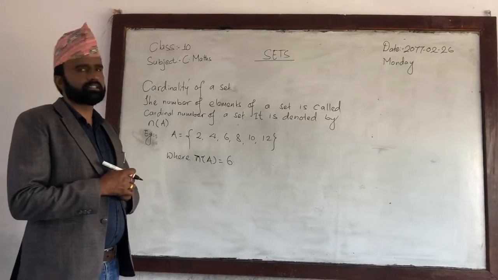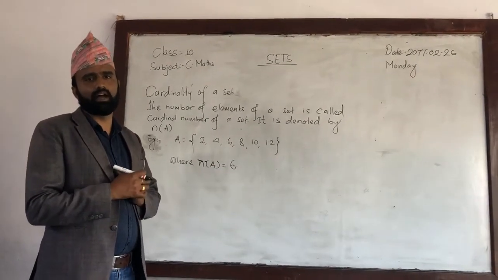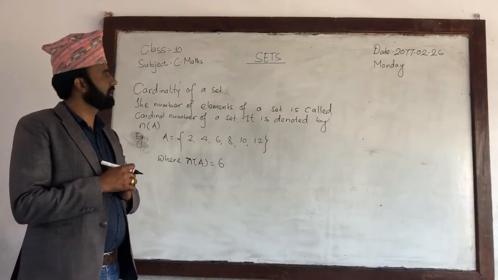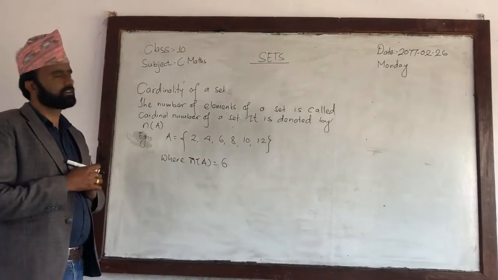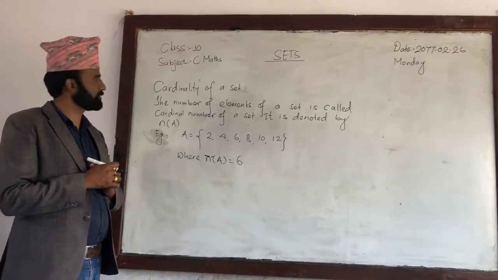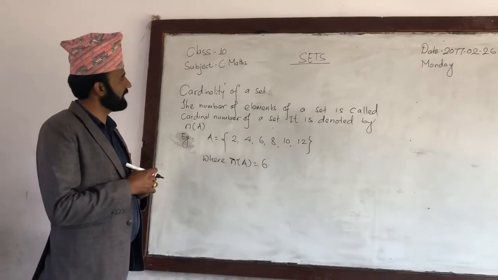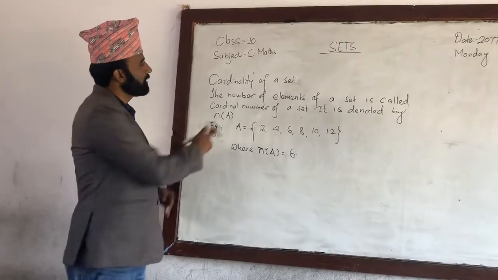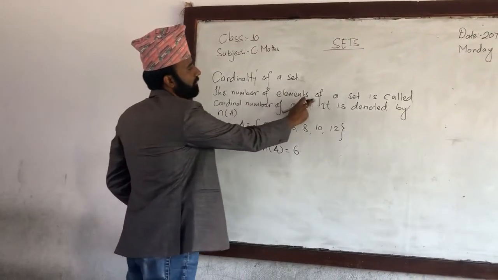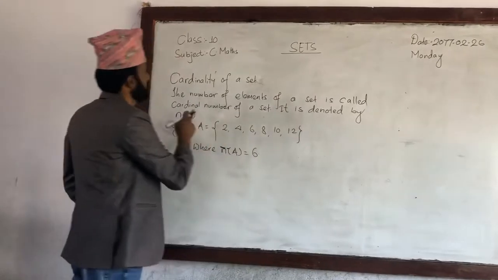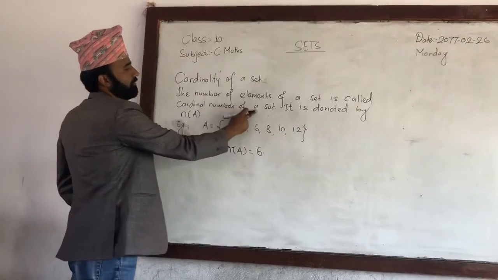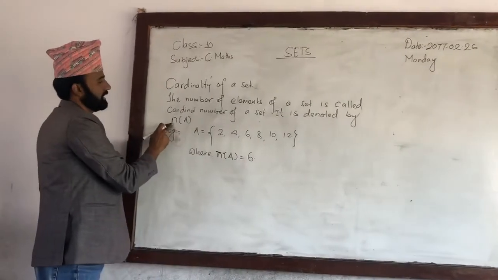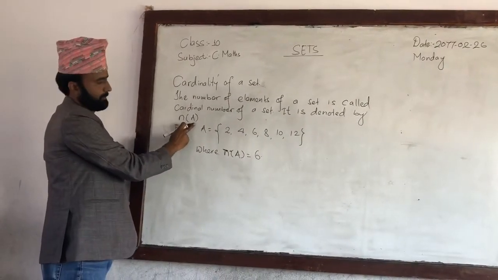Set is a collection of well-defined objects. You know very well. Let me start today's lesson: cardinality of a set. The number of elements of a set is called the cardinal number of the set. It is denoted by n(A).